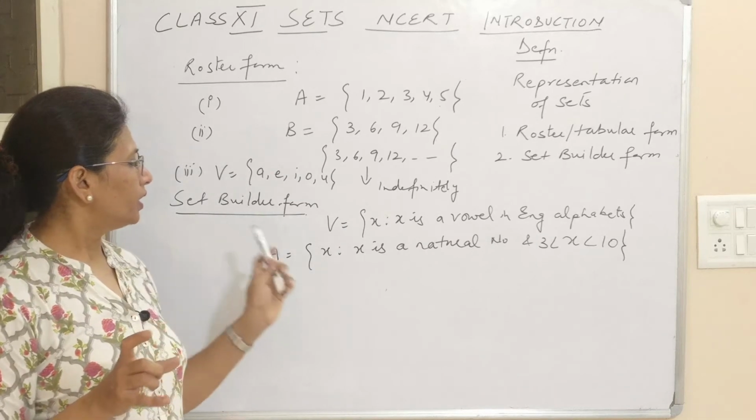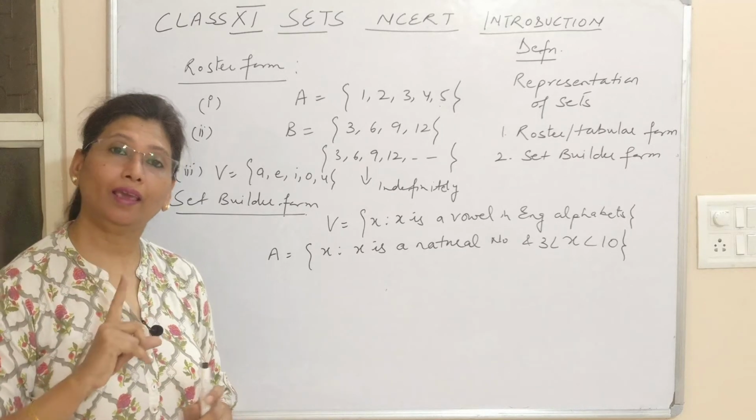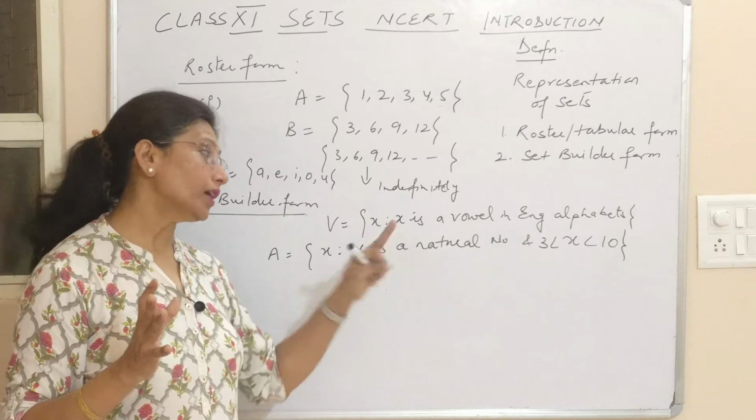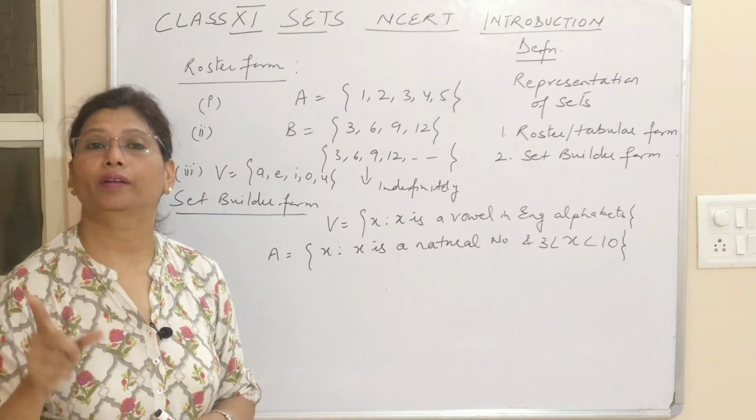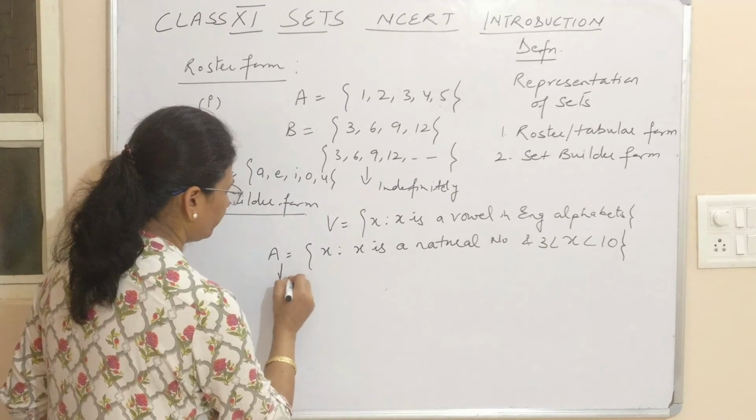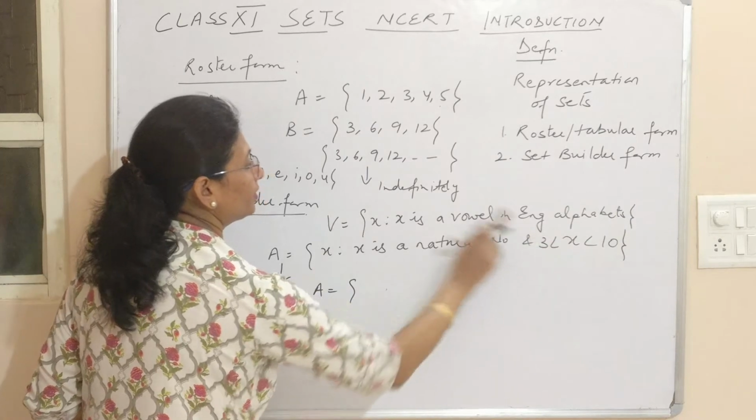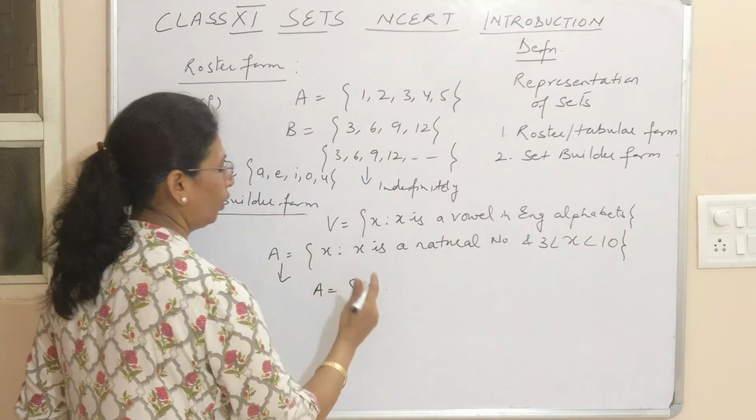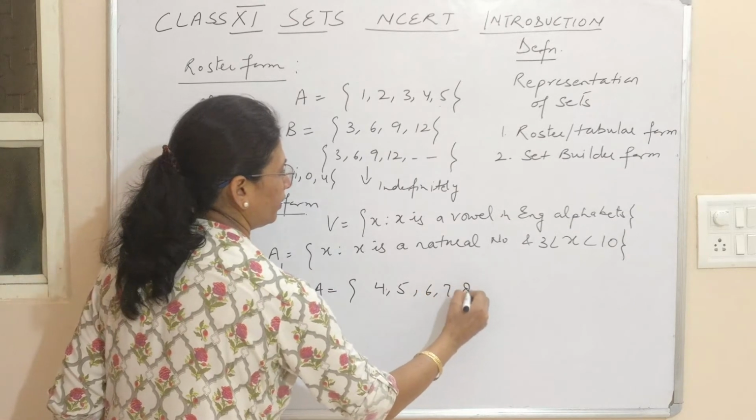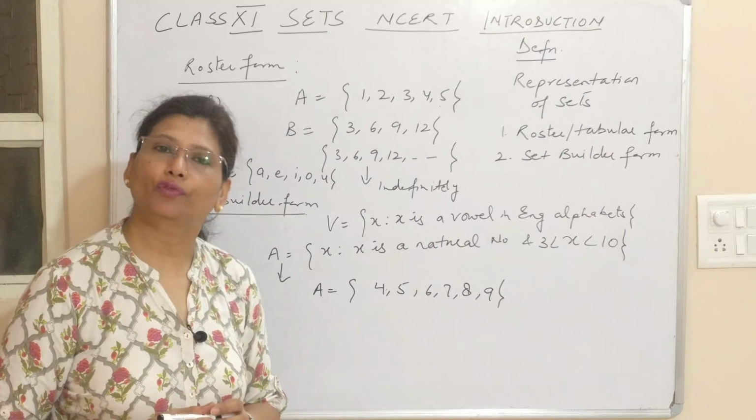Moving to the next one, here I have written the set builder form: A is the collection of elements X such that X is a natural number and it lies between 3 and 10. So we have been given the limits. When we write it in roster form, X is greater than 3, so I will not write 3, I will start from 4, 5, 6, 7, 8 and 9. This is our set A. So this is the roster form.